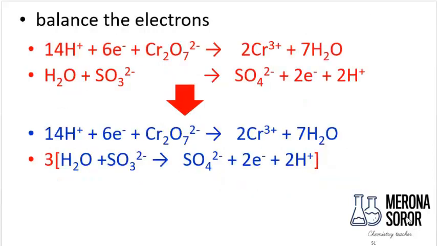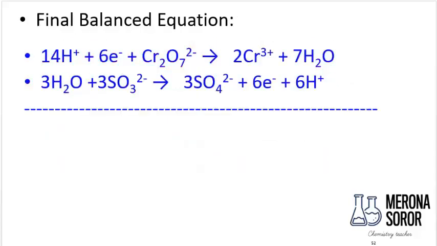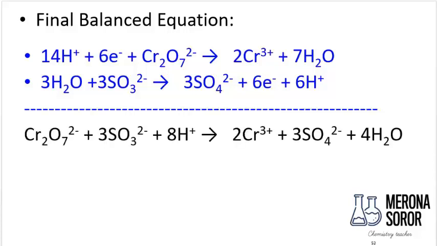Balance the electrons. The first equation contains 6 electrons. The second equation has only 2 electrons. So the second equation must be multiplied by coefficient 3 to give the same number of electrons in the two reactions. After multiplying the second equation by 3, now we can add the two half equations to each other to find the final balanced equation. This is the final balanced equation.